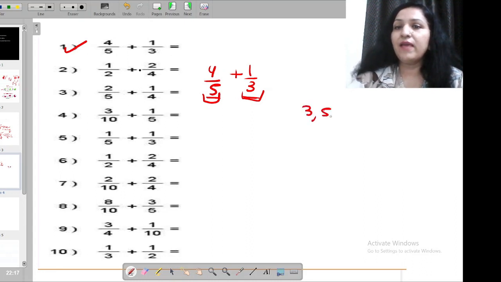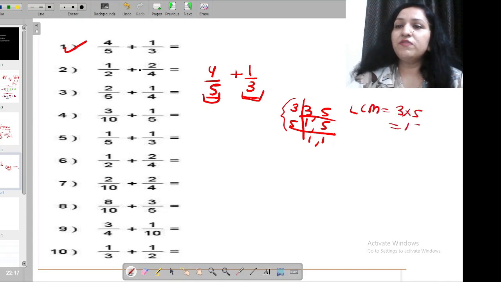3 and 5. Have a look. I have explained this already in the previous video. I will give you the link in the description. Please go and watch that video. 3 into 1 is 3, 5 as it is. 5 into 1 is 5, 1 as it is. Now the product of these two numbers is your LCM, that is 3 multiplied by 5, which is 15.